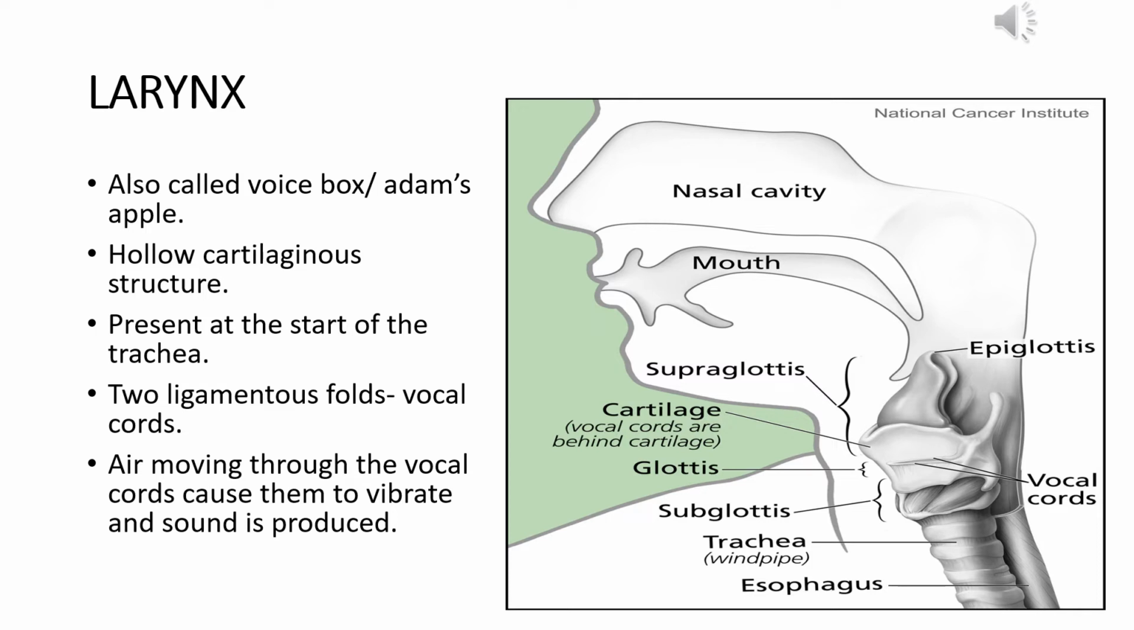As we can see in the picture, after the epiglottis there are cartilages, and those cartilages form the larynx. There are a total of 9 cartilages attached to each other by muscles and ligaments. In between those ligaments, there are 2 ligamentous folds in the middle portion of the larynx, called the vocal cords. The vocal cords produce sound when air moves through them; for the movement of air, the vocal cords vibrate and sound is produced.